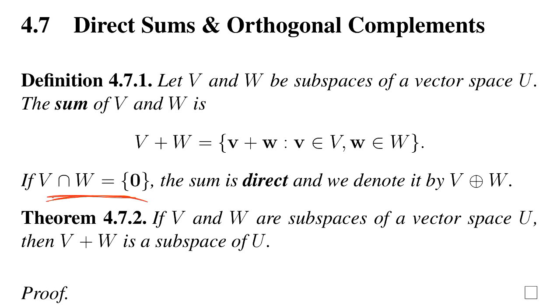Now, if V and W have this minimal possible intersection, then when we add them together, we draw this fancy plus sign, called O plus, and we say the sum is a direct sum. Okay? So even if V and W have some non-trivial intersection, you can still add them together, but then you don't use the O plus, you just write this. But in nice cases, V and W have this minimal possible intersection, and then when you write their sum, you call it a direct sum when you use O plus.